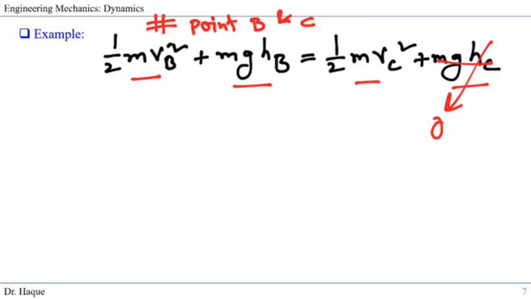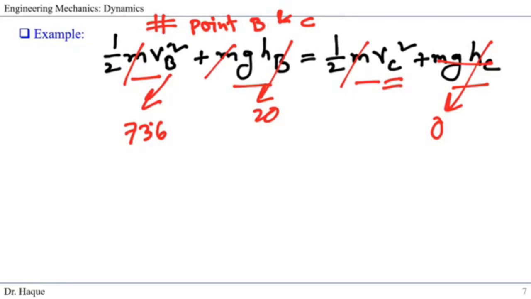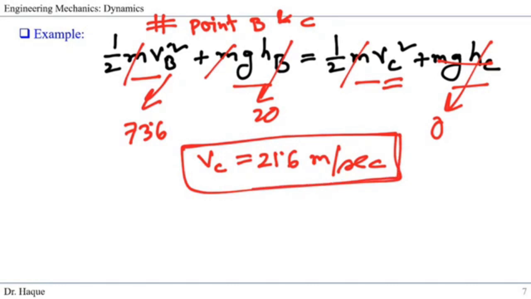We know HB, which is 20. We know what g is. We know M would be cancelled out. If you divide both sides by M, it would be cancelled out. We know the VB, which we just figured out, which is 73.6, so the only unknown is VC, and if you find VC, your answer would be 21.6 meter per second. So I would suggest that you pause and do the calculation yourself and check the answer.